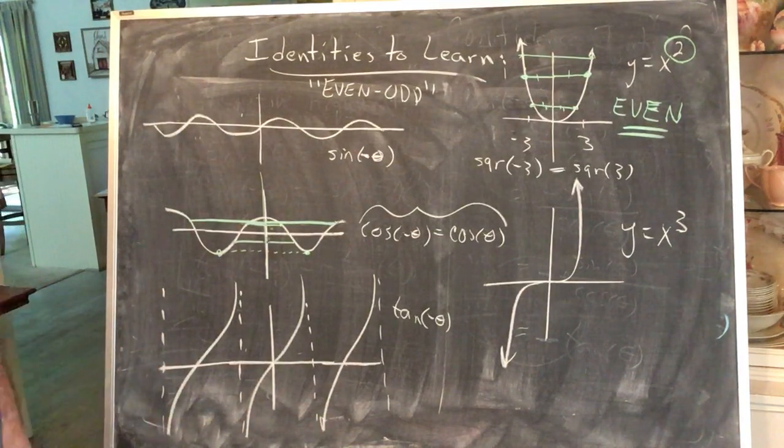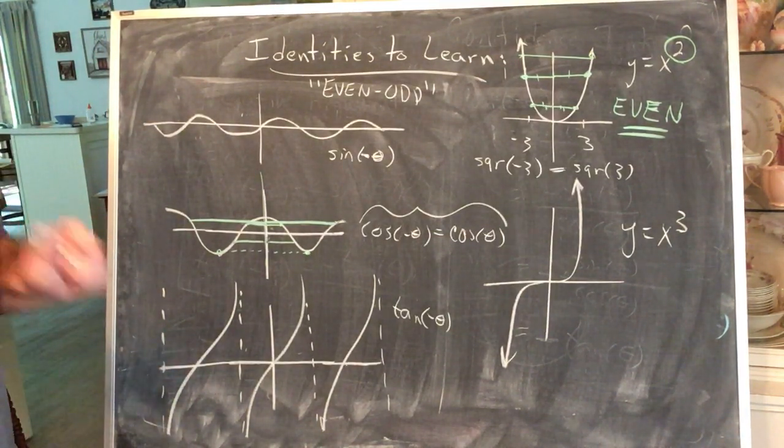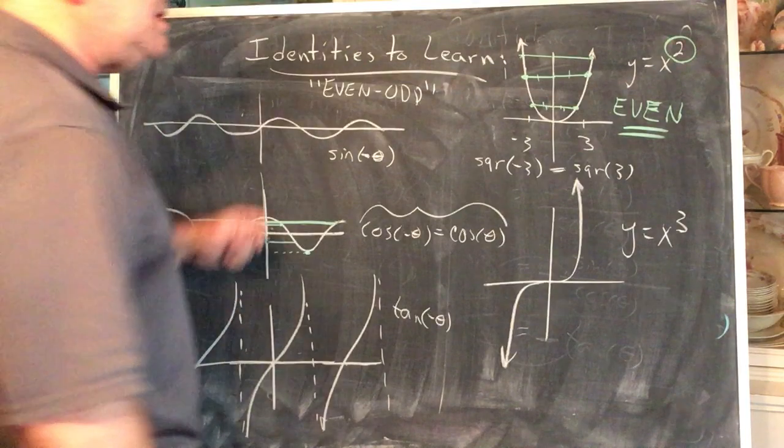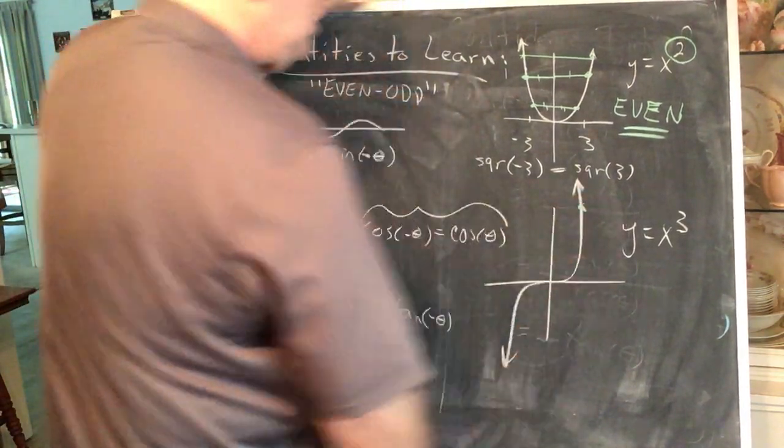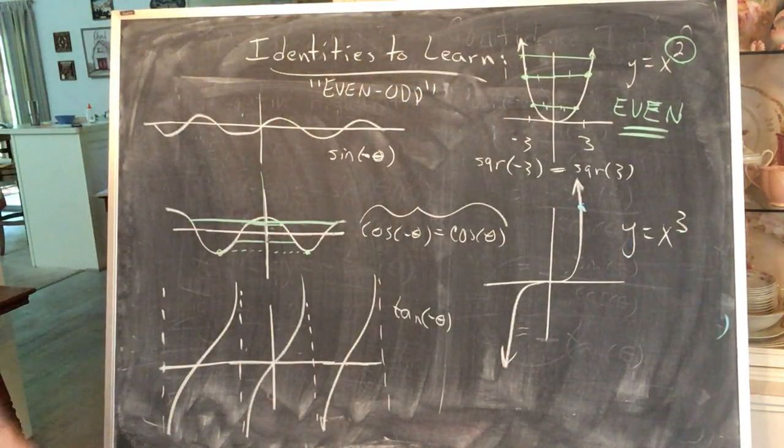Look at the cube function. The cube function is rather a bit more complicated. Choose any point that lies on the cube function. Draw a line segment to the origin.